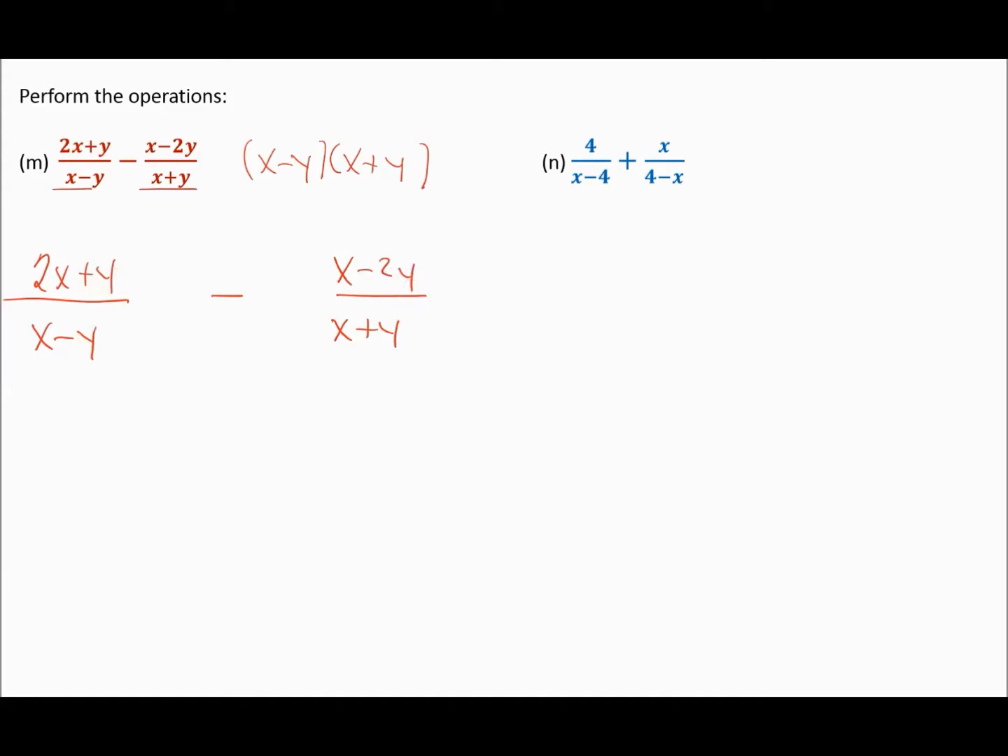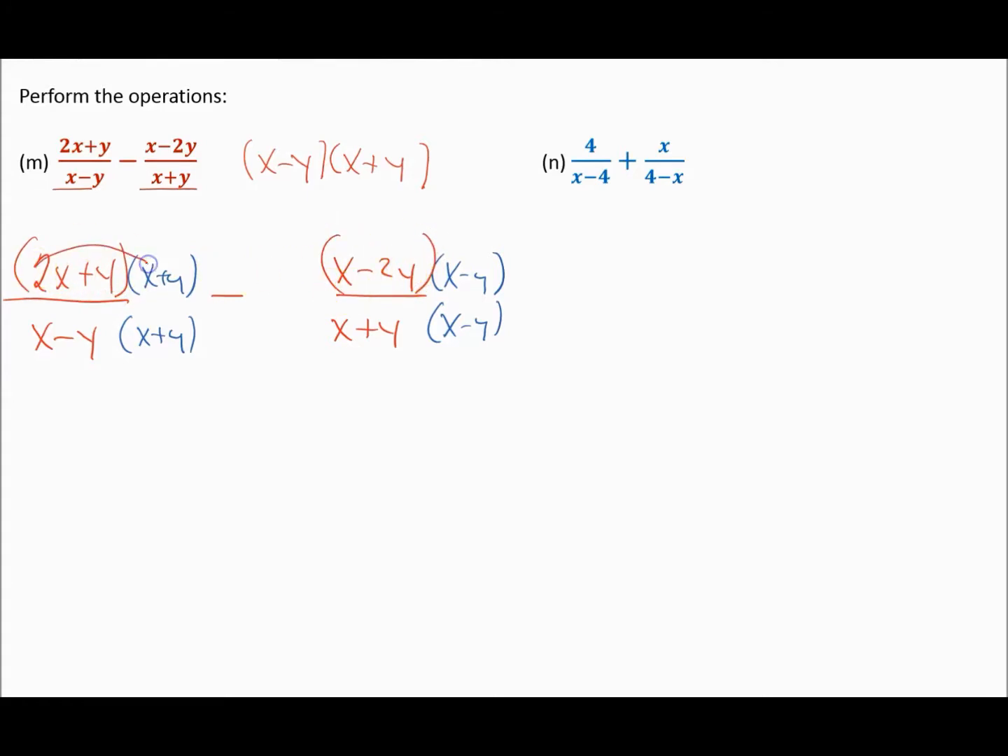So what this first fraction is missing in the denominator is an x plus y. So I'm going to multiply the numerator by x plus y and the denominator by x plus y. On the other hand, my second fraction is missing the x minus y. So I'll multiply both the numerator and the denominator by x minus y. This has a lot of work to be done because I need to FOIL both of these numerators.